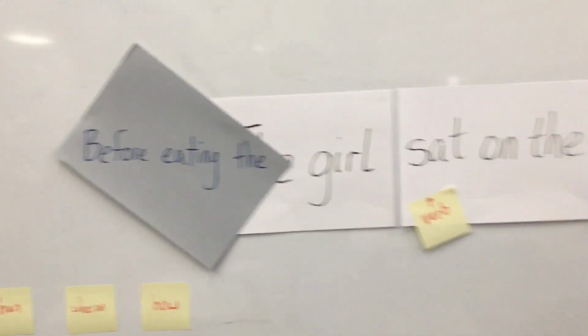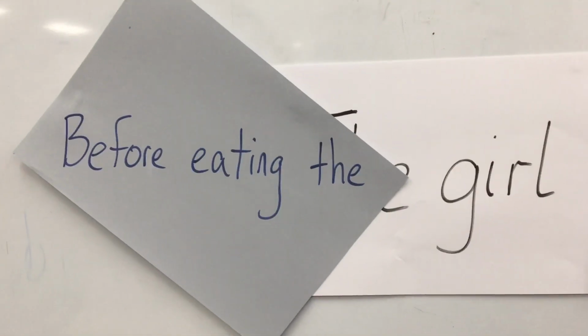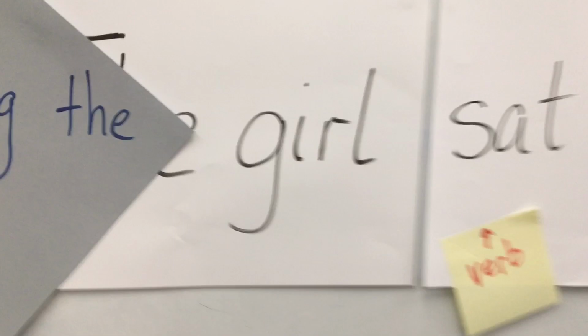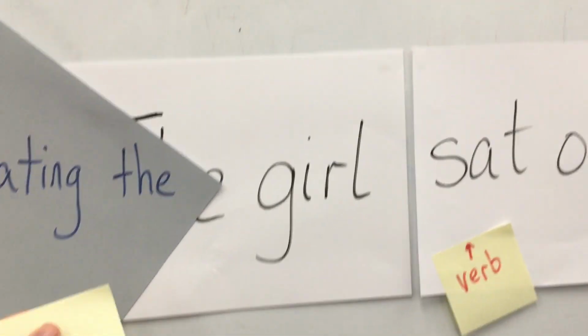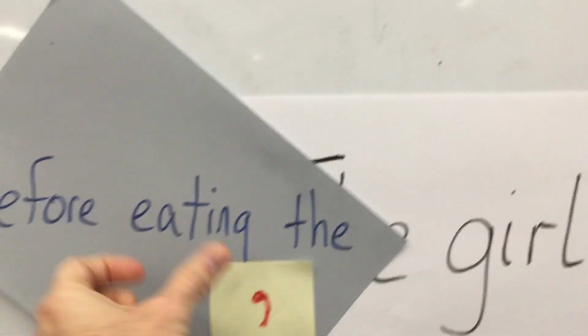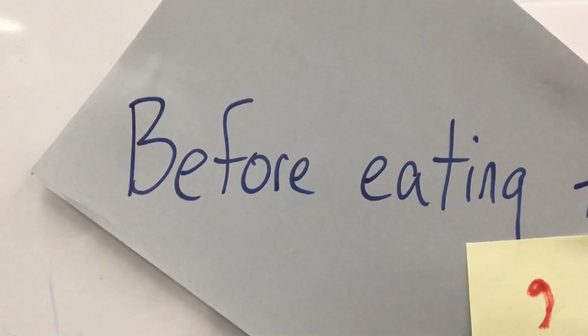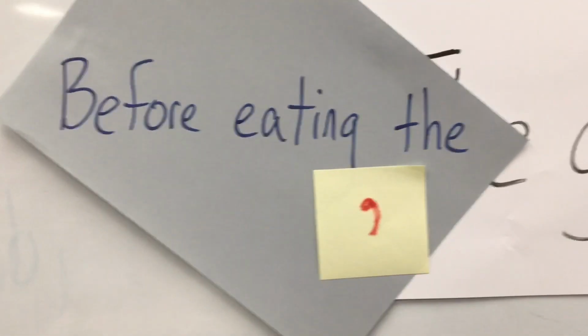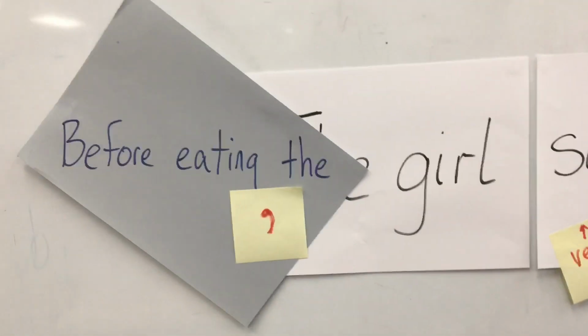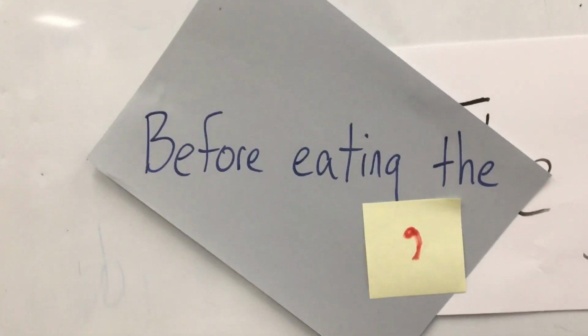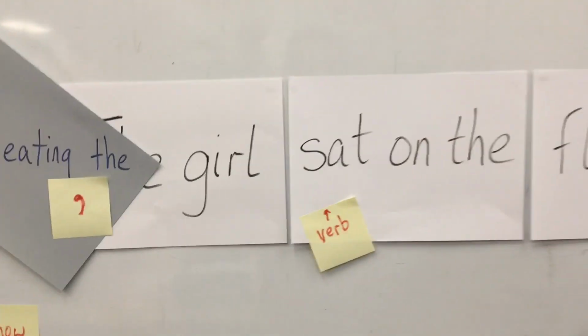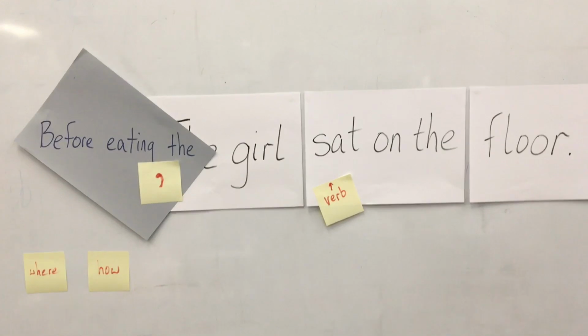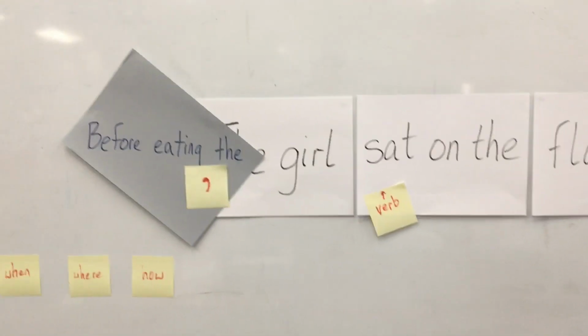Now there might be people that get confused and they hear before eating the girl and they might think your sentence is about some sort of troll or monster. So the best thing you can do is, in between the adverbial phrase, which is before eating, you place a comma and it separates it from the noun and no one gets confused. Before eating, pause, the girl sat on the floor. Now that is an instance of an adverbial phrase telling you when something has occurred.